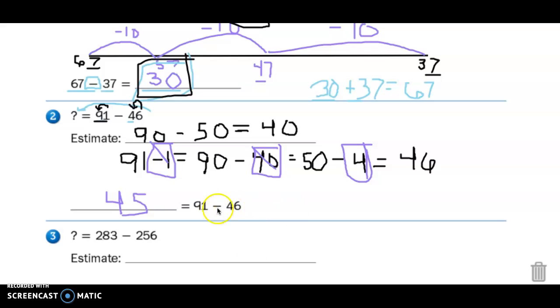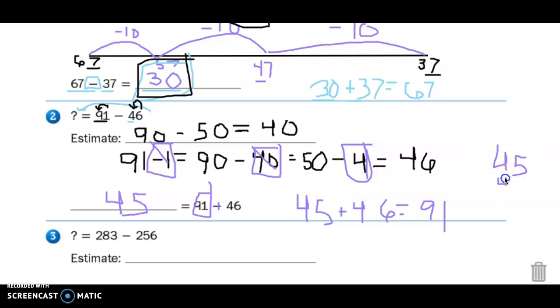Now, if I use fact families, here's my largest number. So that's like saying, we have to make our sign opposite. That's like saying 45 plus 46 equals 91. Is our fact family correct?